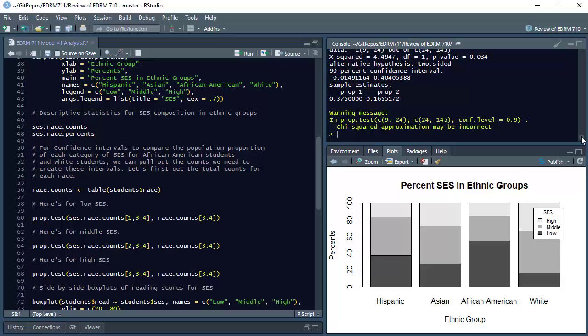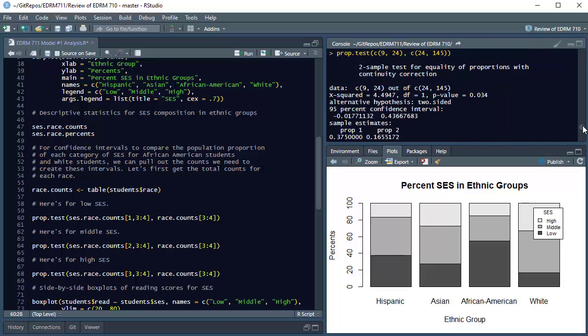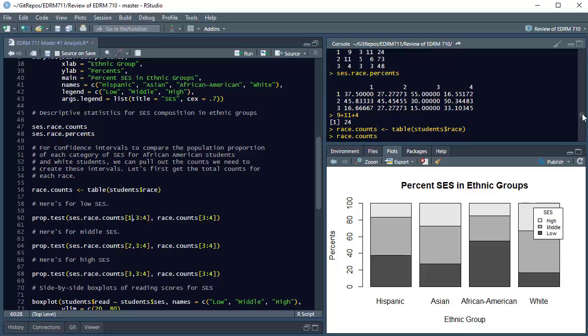All right, now let me show you what I did here. Because this is the command that I use down here. This one is actually comparing, instead of Hispanic and white, I'm comparing African American and white. And let me show you, let's go ahead and do that real quick by hand. African American low SES 11. And 24 white.